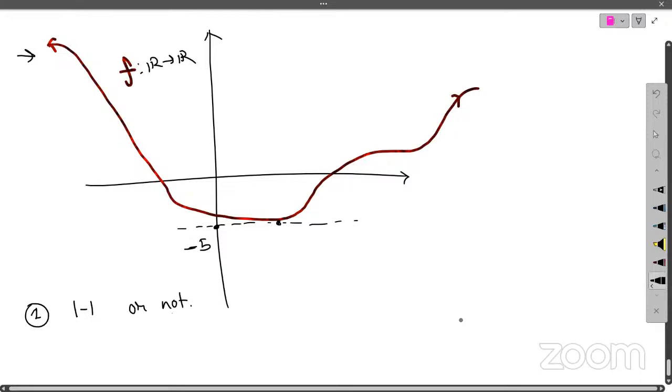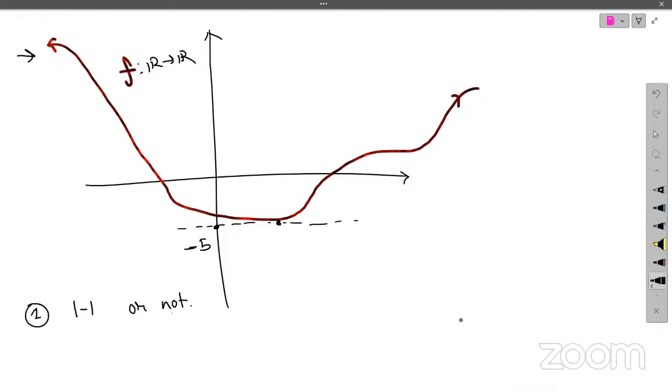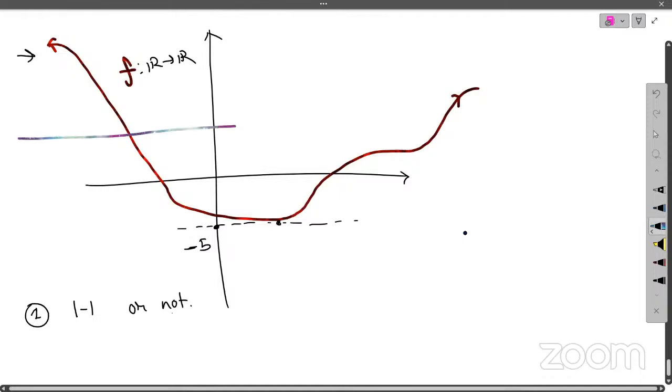X to infinity means... So obviously it's not a 1-1 function because it contradicts our horizontal line test, right? If I draw one horizontal line here, then it will cut the graph of f more than once, right? So that's why it's not a 1-1 function.